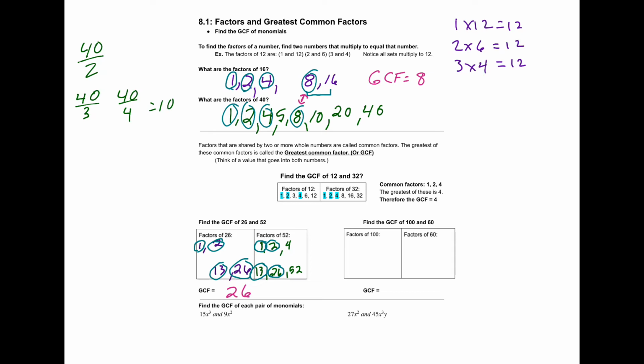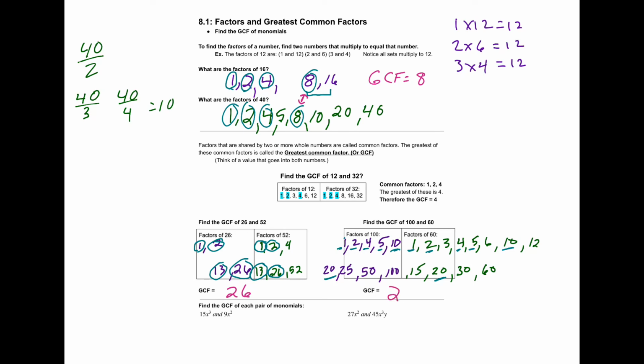All right, go ahead and try the next one for practice. 160. Pause video. All right, so I just underlined the common factors here. So lots of factors of 100, lots of factors of 60. Hopefully you found them all. And then, looking at the common factors, we have 1, 2, 4, 5, 10, and 20. So what is the greatest number between them that they share? 20 would be our greatest common factor.